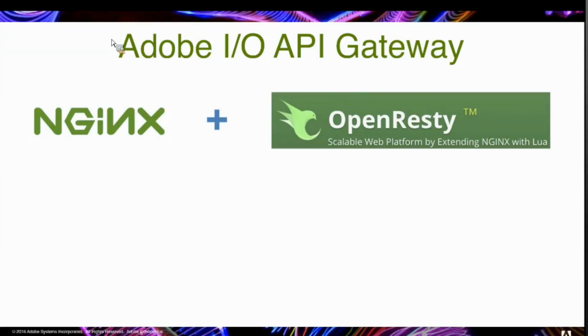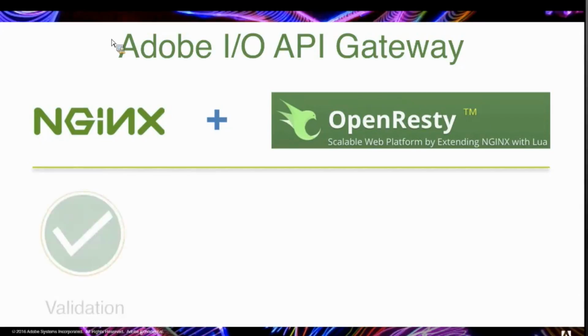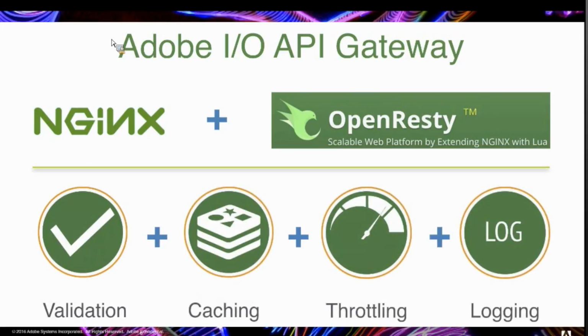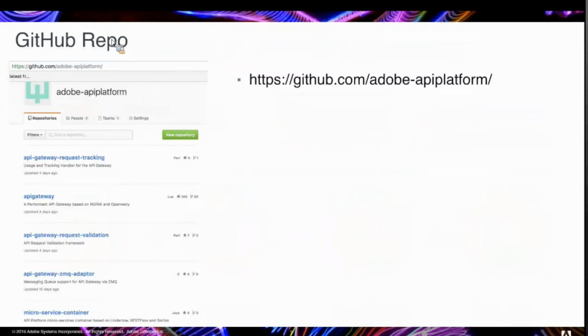We built it also using OpenResty. For those of you who don't know, OpenResty adds Lua scripting capabilities for Nginx so that people don't have to write C code or C modules and compile them. It's pretty nice. And on top of these things, we added our own layer for the gateway, which is validating requests, caching, throttling to offer protection for the services, and logging.